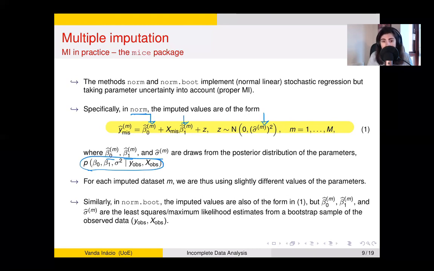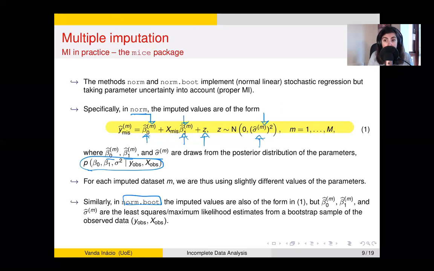But okay, the main point is that beta 0, beta 1, and the residual variance are slightly different for each copy of the data set that we are imputing. So our imputed values are different from one data set to another, not only because we are adding the noise, right, but also because these regression coefficients and the residual variance are slightly different. And similarly, norm.boot does exactly the same, but rather than using the posterior distribution of the parameters, we use the complete cases.